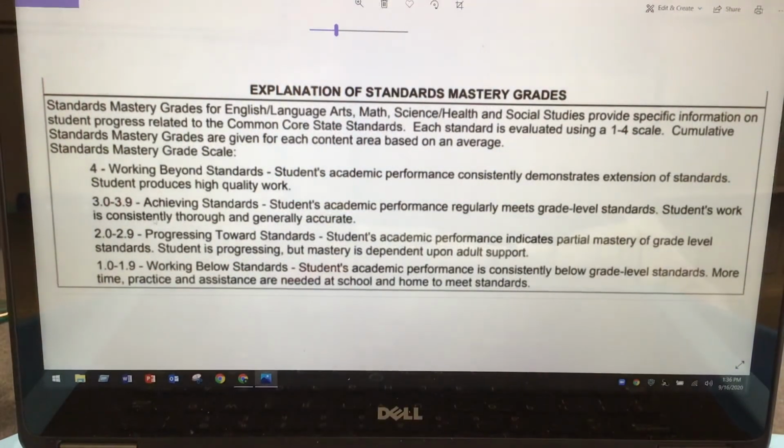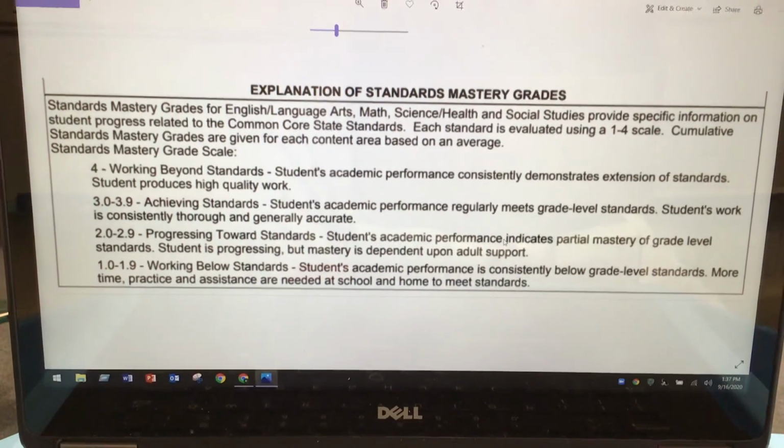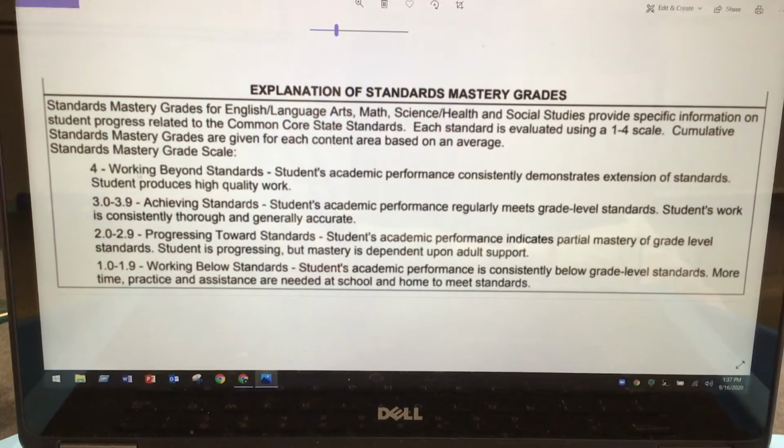So, if a student received a 1, they are working below standards. That means the student's academic performance is below grade level. They need more time, they need practice, and they need a lot of assistance in order to understand that standard. Now a 2 is where they're progressing towards the standards. They are working on partial mastery of that grade level standard, and they might be progressing, but they need some support. A 3 is where they are achieving standards and they're meeting grade level.